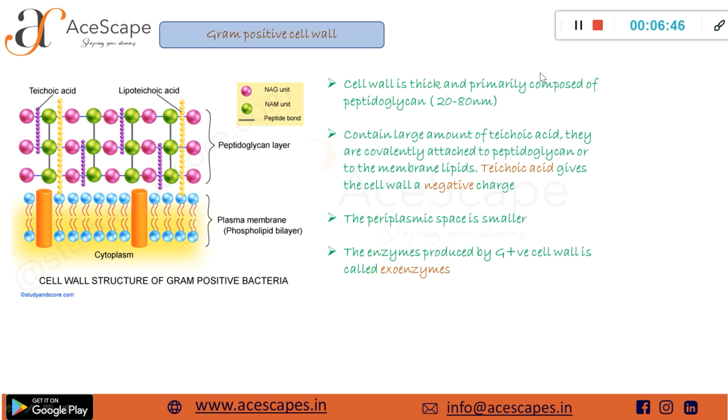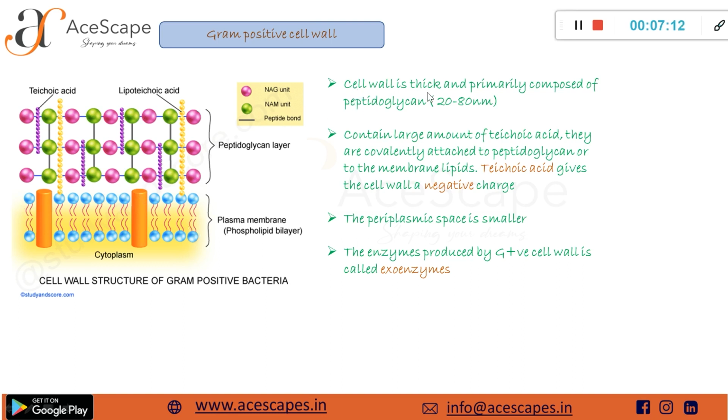As we know, there are two types of bacteria based on gram staining: gram-positive bacteria and gram-negative bacteria. First, we are going to study the gram-positive cell wall. How does it look? What are the key points of a gram-positive cell wall? Here we have the structure of a gram-positive cell wall.